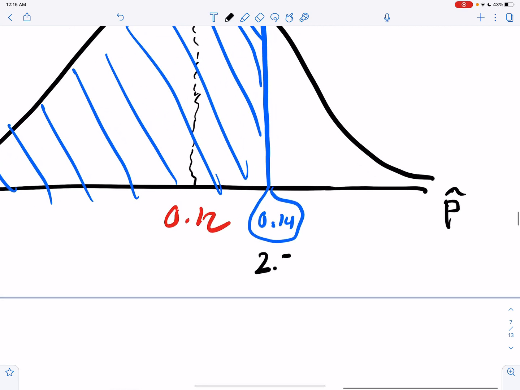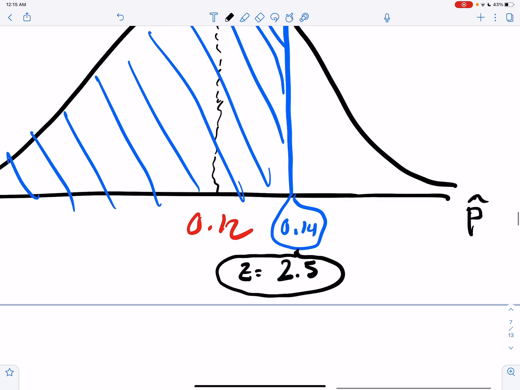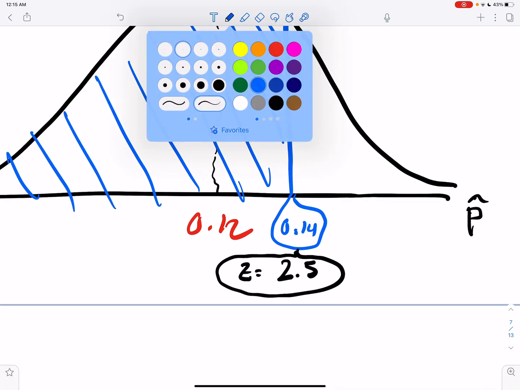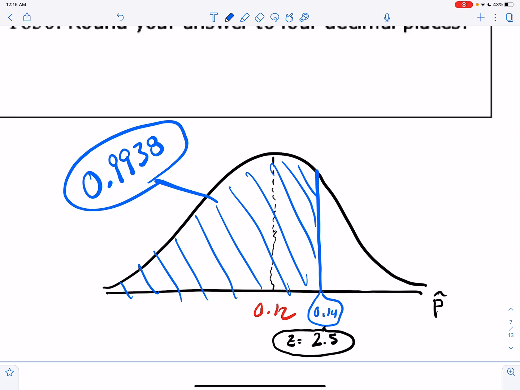This 2.5 is our z-value that's associated with 0.14 in this problem. I look up 2.5 and that's going to give me my area to the left. When I look it up on the table, I get my answer, and that answer is 0.9938. There's my answer.